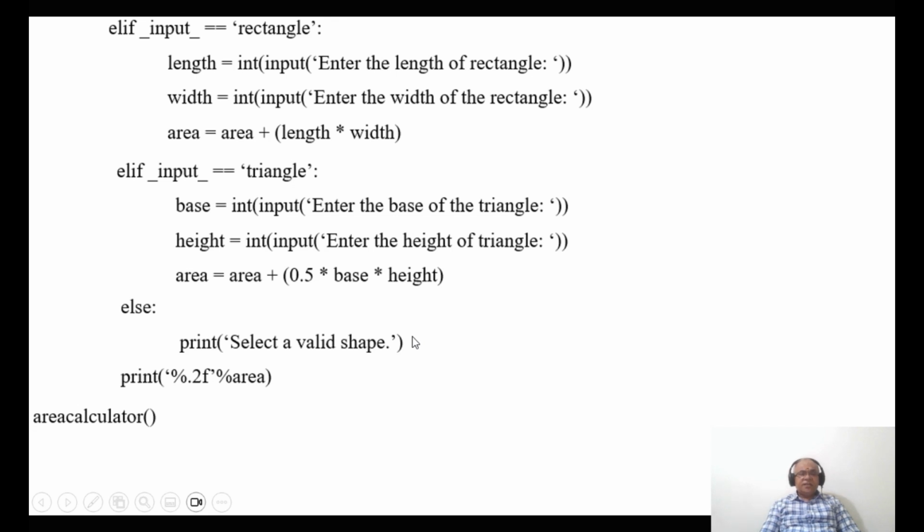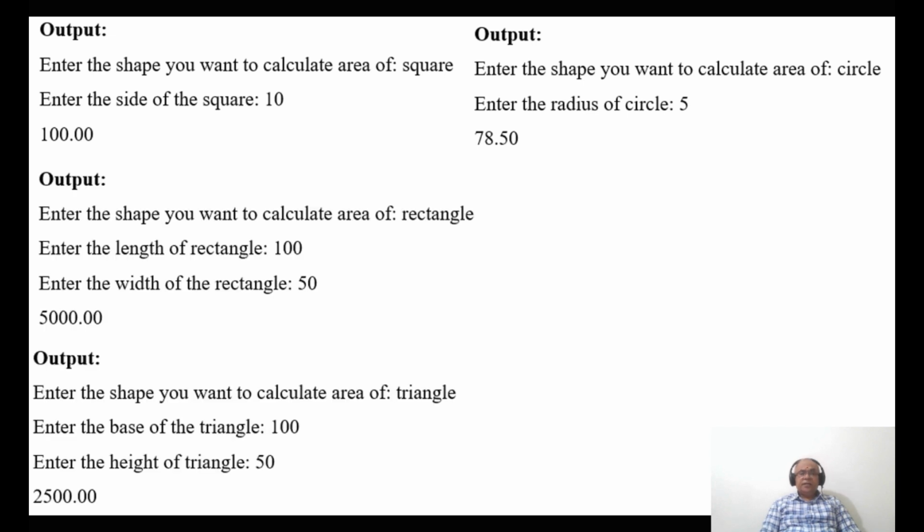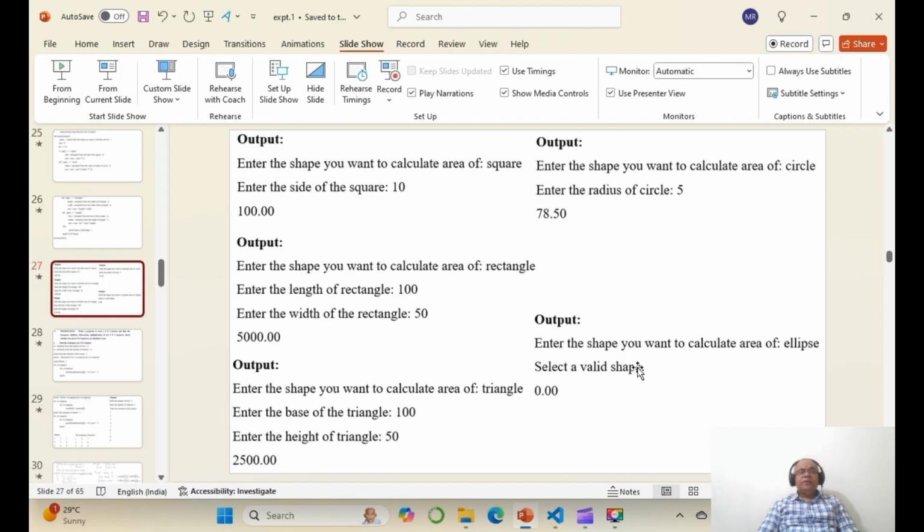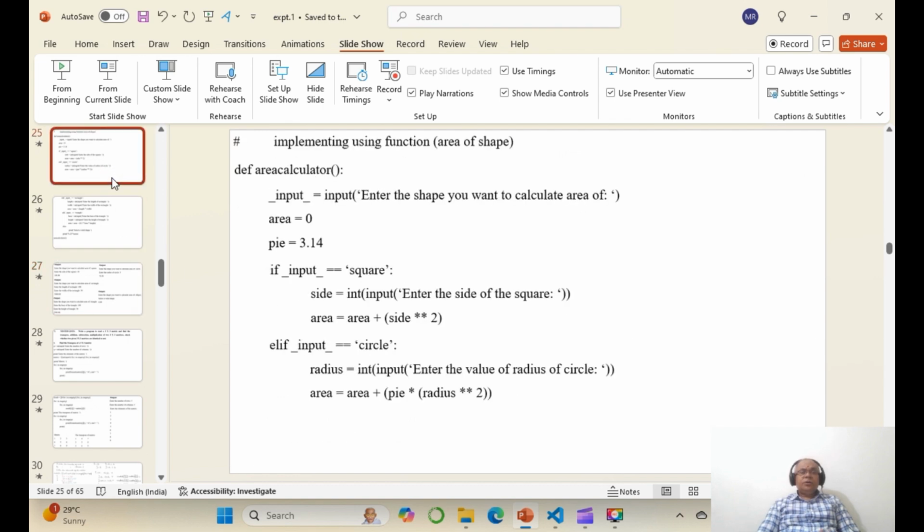Because none of these is executing here, it prints select a valid shape and then prints the area with two decimal places. What is the area of that? Since it is an invalid shape, the area should be 0.00. That is what you get here: invalid shape, select a valid shape, 0.00 is the area, because since it is an invalid shape, the area will be 0. It won't calculate the area of an ellipse. So this is how you will be able to find the area of the different shapes.